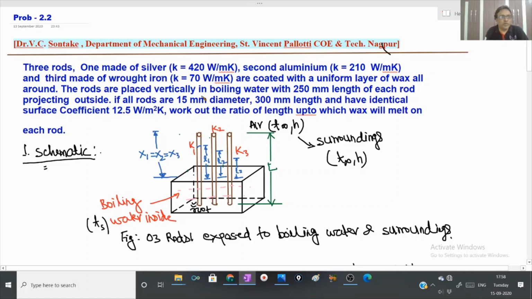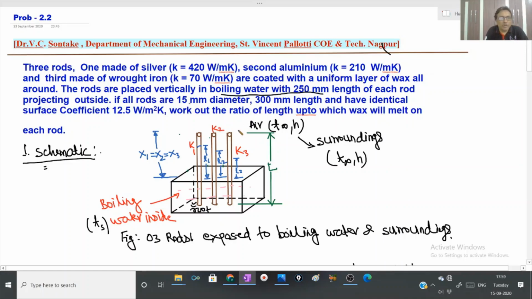Problem 2.2. Three rods, one made of silver having K 420 watt per meter Kelvin, second aluminium having K 210 watt per meter Kelvin, and third made of wrought iron K 70 watt per meter Kelvin are coated with a uniform layer of wax all around. The rods are placed vertically in boiling water with 250 mm length of each rod projecting outside.